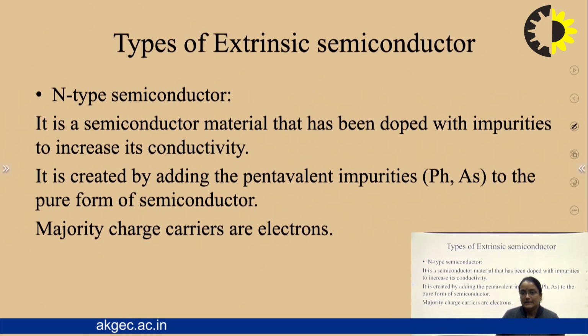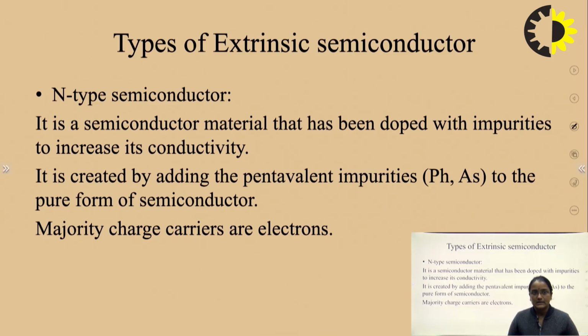Now, the extrinsic semiconductors are further classified into two categories. The first is the N-type semiconductor. It is a semiconductor material that has been doped with impurities to increase its conductivity. It is created by adding pentavalent impurities. The examples of pentavalent impurities are phosphorus and arsenic, added to the purest form of semiconductor. So, the majority charge carriers in case of N-type are the electrons.